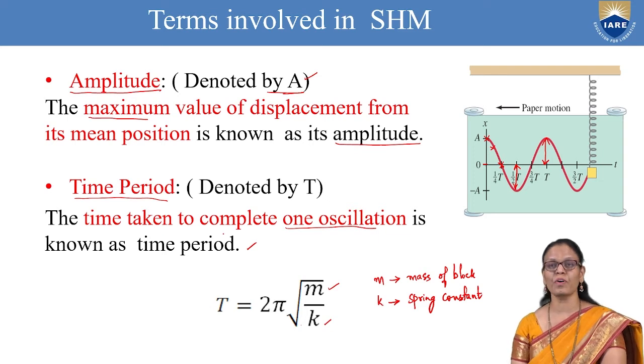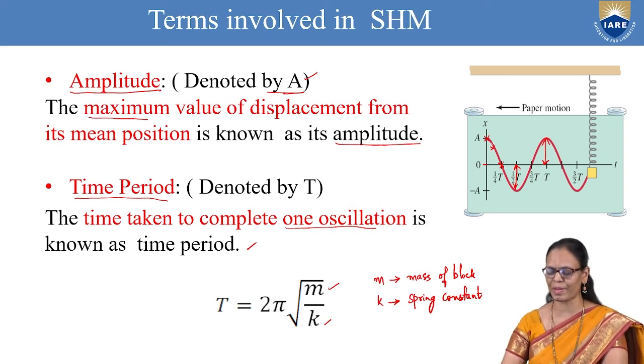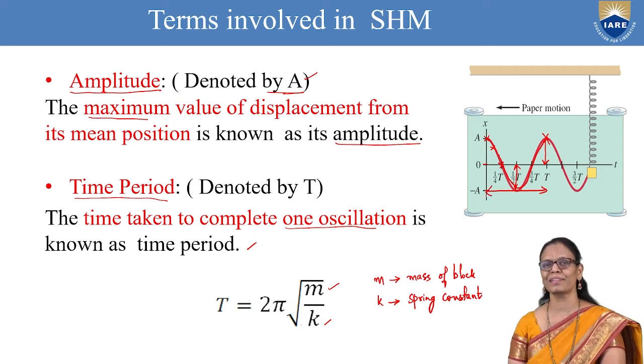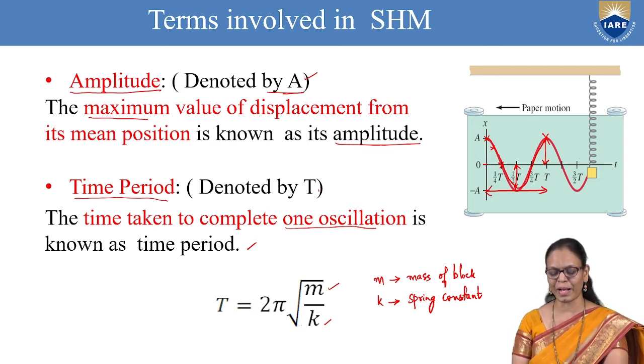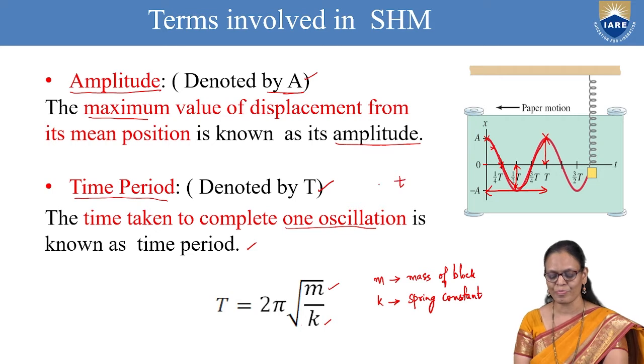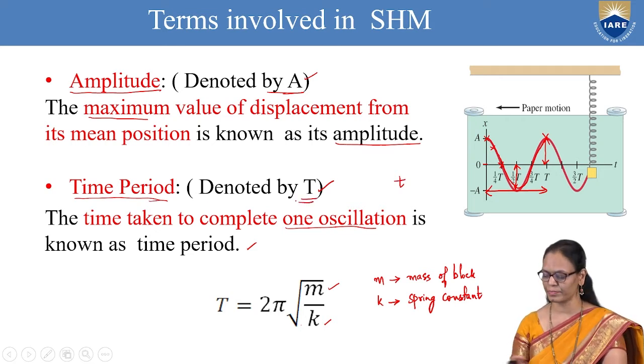So the time taken for one complete oscillation. In this case, it is starting from the extreme position and again coming to the extreme position. So the time taken, we are calling it the time period T, which is denoted by capital T. The instantaneous time or any interval of time we denote by small t. But time period is always denoted by capital T.